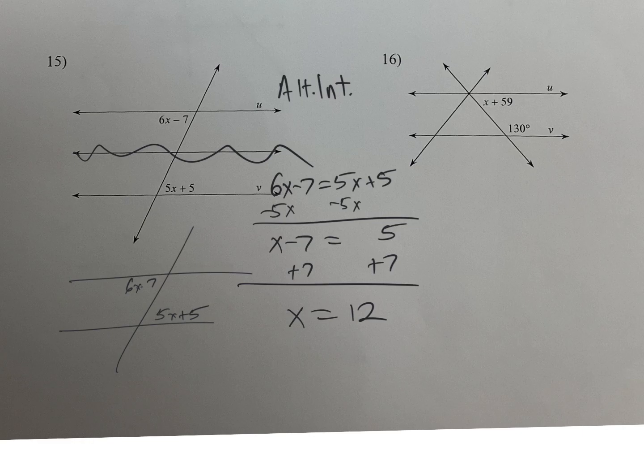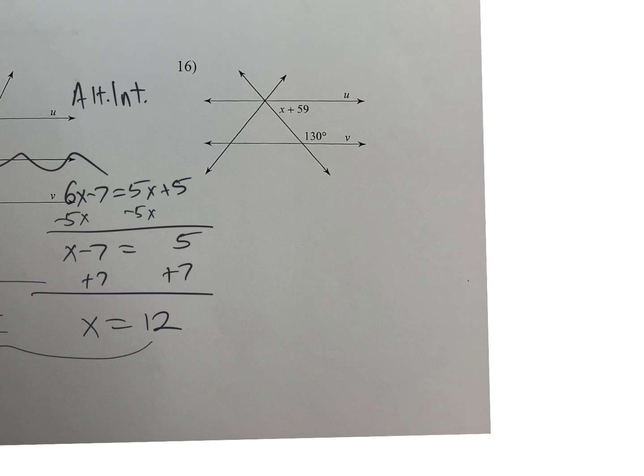If it says it wants to know what the degree is, you'd have to substitute that 12 back in to one of the expressions and solve it. Okay? In this case, if we put it in here, 5 times 12 is 60 plus 5, that would be a 65-degree angle. Okay? So just watch on the test for what it is that we're asking for.